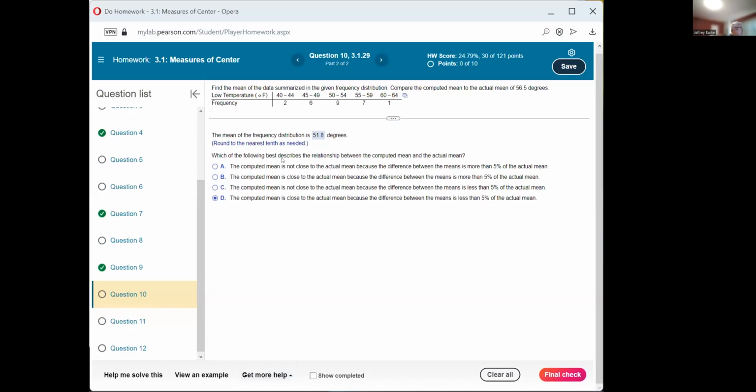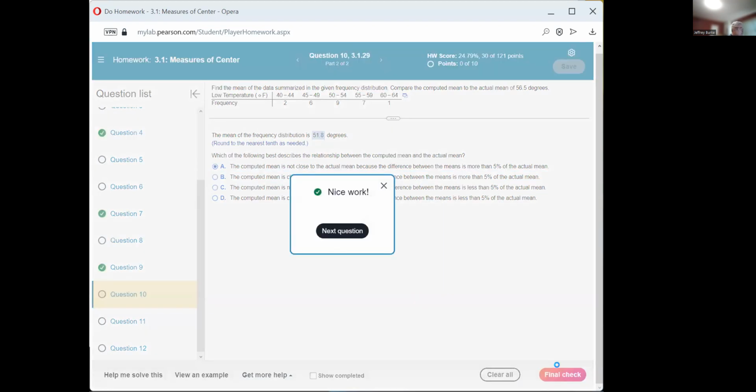Okay. So we can say the computed mean is not close to the actual mean because the difference between the means is more than 5% of the actual mean. That's going to be choice A. There we go. Okay, so I just wanted to share that with everybody.